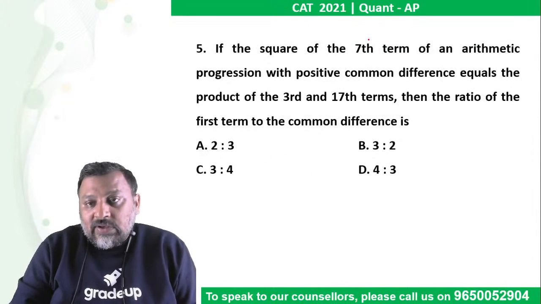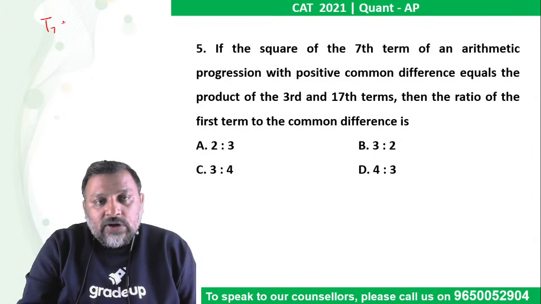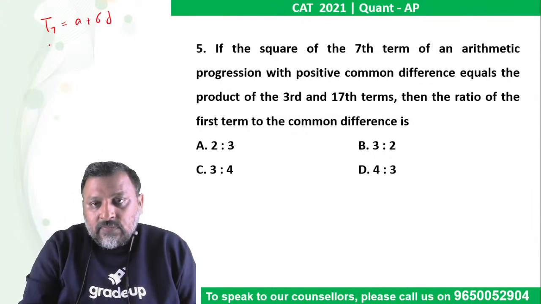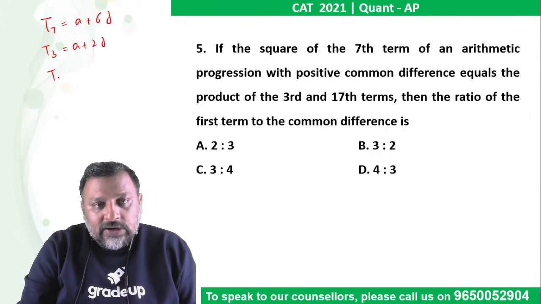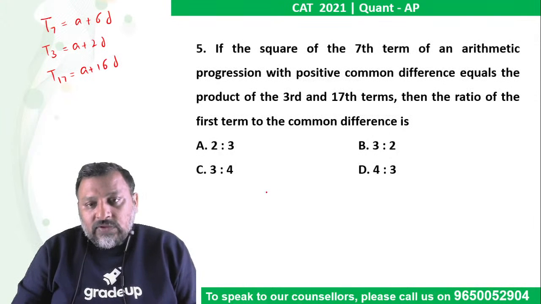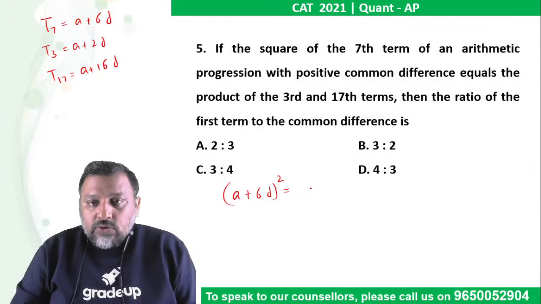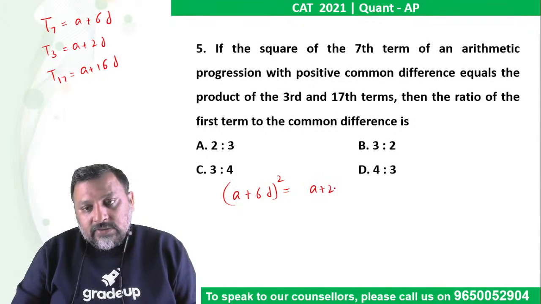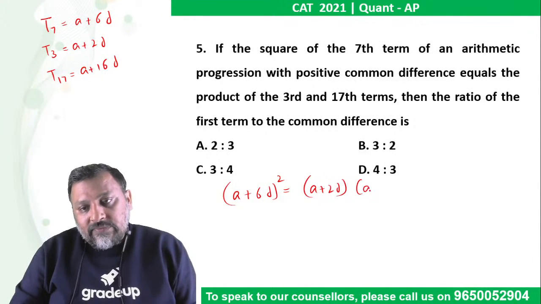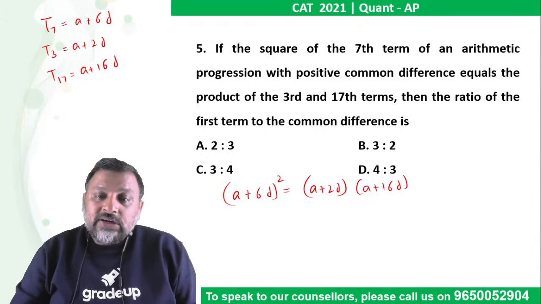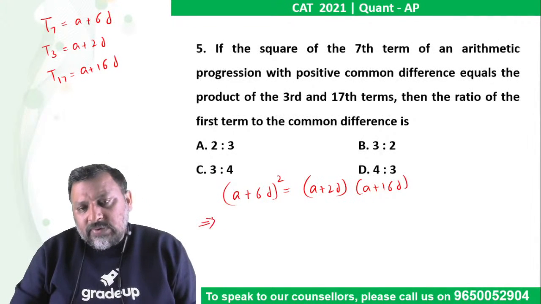The square of the seventh term. Seventh term we know is a plus 6d. Third term is a plus 2d. And 17th term is a plus 16d. So the square of the 7th term, that is (a plus 6d) squared, is equal to the product of the 3rd and the 17th term. So you just need to simplify this. There is no calculation as such.